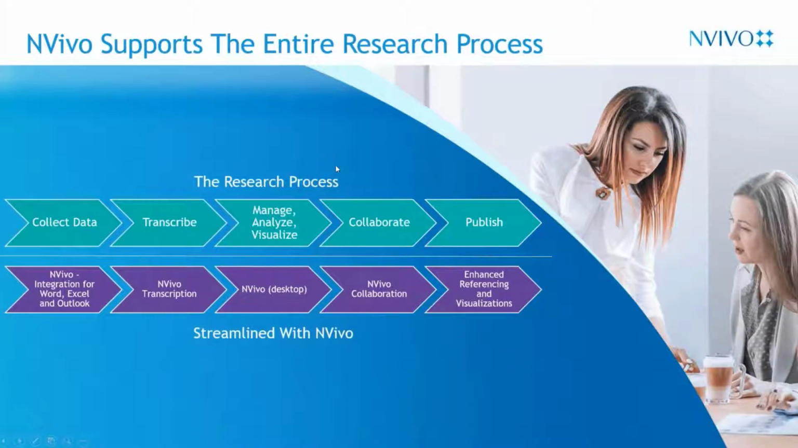First, just to talk about how NVivo can help you with your research process. It can help you collect your data, transcribe your data, manage, analyze, and visualize your data, collaborate with colleagues or research teams, and then publish your journal article, book, or dissertation.